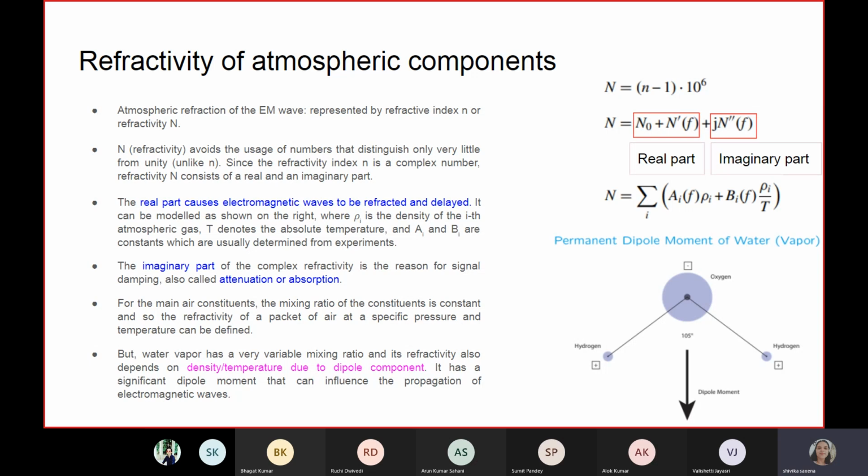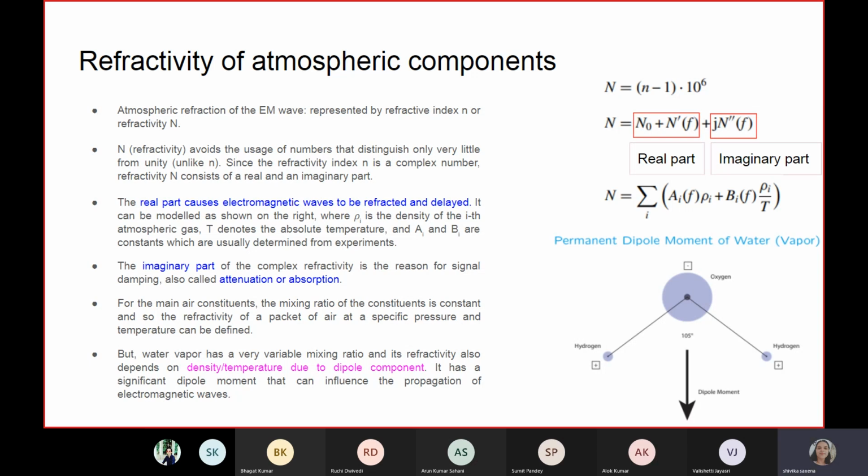Refractivity is a complex number, so we have a real part and an imaginary part. As we discussed before, the real part is responsible for refraction and the delay that happens through the troposphere, while the imaginary part is responsible for the loss of energy. That is how the energy of the signal is lost when the signal is absorbed or attenuated. The signal is damping. This phenomenon happens because of the imaginary part of the refractivity.